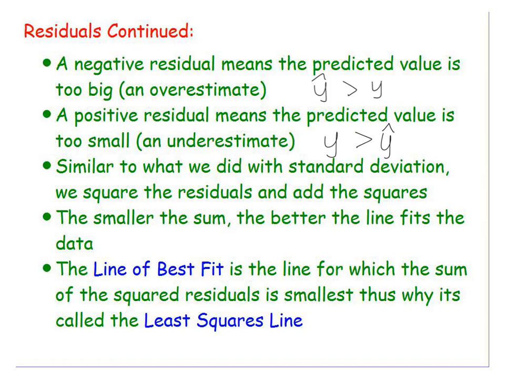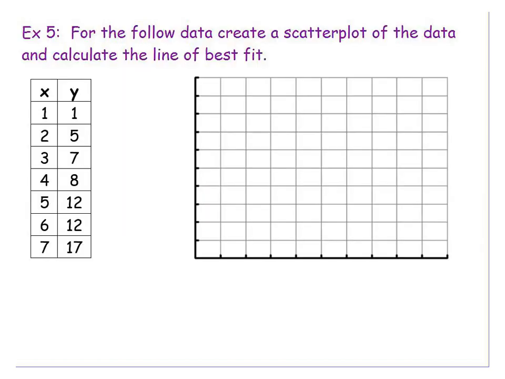So let's look at how we actually calculate residual. We're going to go through the process. So the first thing you do is you create a scatter plot and calculate the line of best fit. So this is our data. We're simply graphing x's and y's. My x's go up by 1, so I'm going to go ahead and just go up 1, 2, 3, 4, 5, 6, 7. My y's go from 1 to 17. So I'm going to count by 2's because I know I don't have enough boxes to count by 1's. So 2, 4, 6, 8, 10, 12, 14, 16, 18.